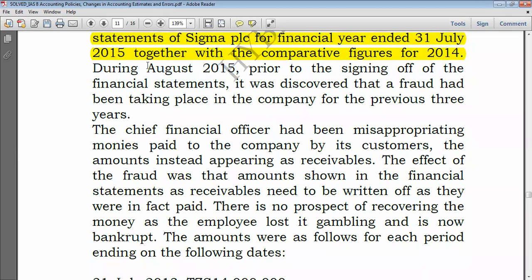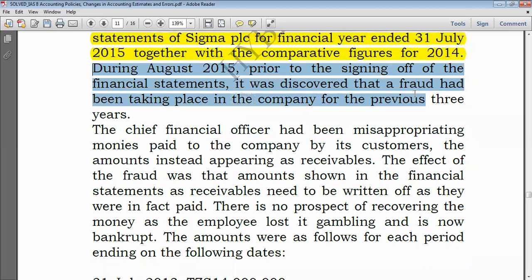During August 2015, that means prior to the signing off of the financial statements, it was discovered that a fraud had been taking place in the company for the previous 3 years. So fraud was discovered. That's why I told you when dealing with this standard, you have to check whether it's an accounting estimate, policy, or error, or a prior period error has occurred. You have to ascertain that, is it a change in accounting policy? I'm repeating again, a change in accounting estimate or a prior period error.